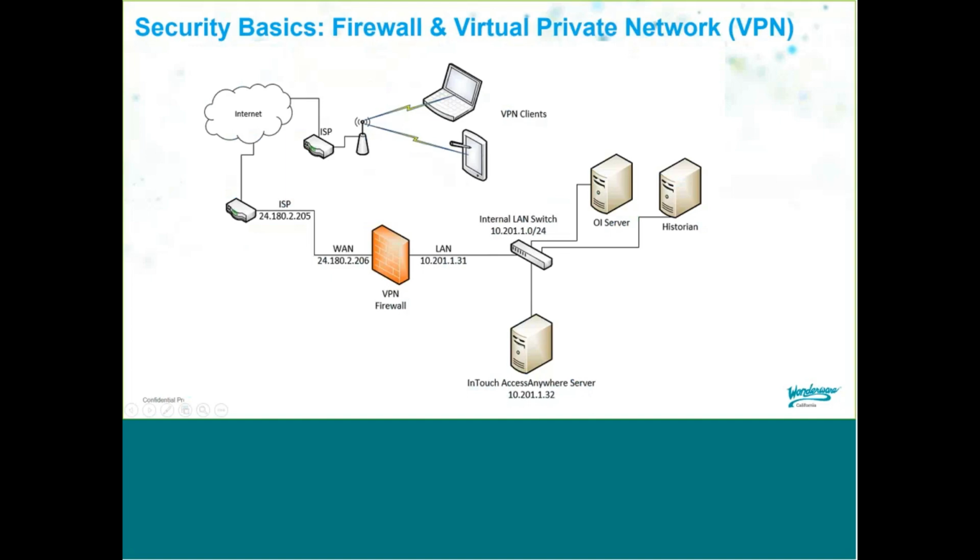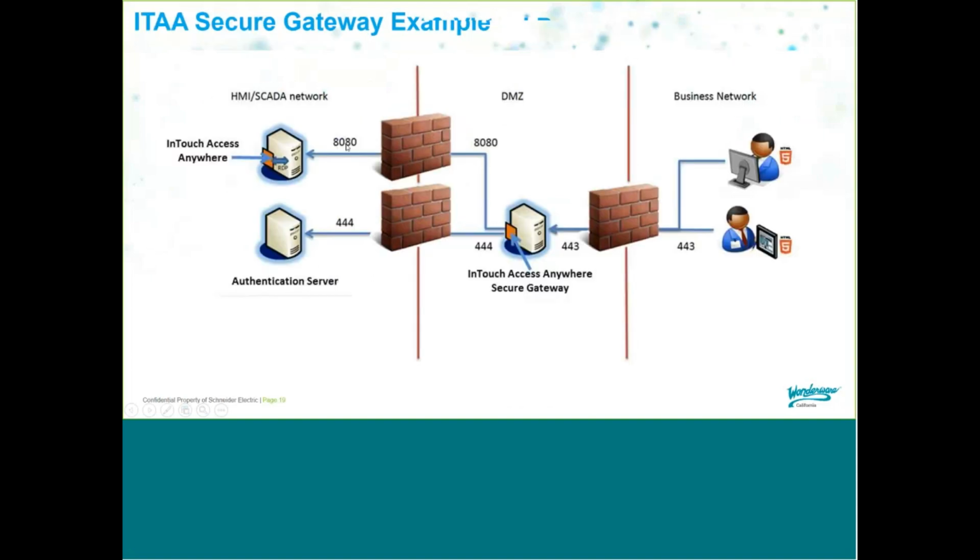So I'm on the internet, and I basically have a VPN client on my mobile device, or my laptop or my desktop. And so I can VPN from the public internet through the firewall and then onto my plant network and access my InTouch Access Anywhere server. So I'm, again, just connecting to my VPN from my device, logging into a web page, and then it starts InTouch. So this is the basic network diagram of just firewall VPN architecture.